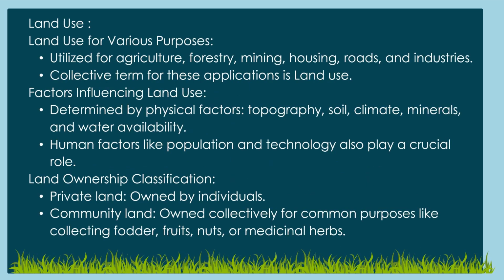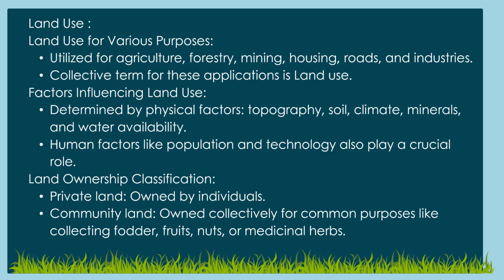Land use. Land is used for various purposes. First one, utilized for agriculture, forestry, mining, housing, roads, and industries. Collective term for these applications is land use. Now, what are the factors influencing land use? Determined by physical factors such as topography, soil, climate, minerals, and water availability. The next one is human factors like population and technology also play a crucial role.